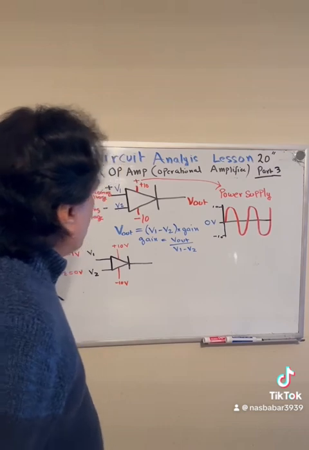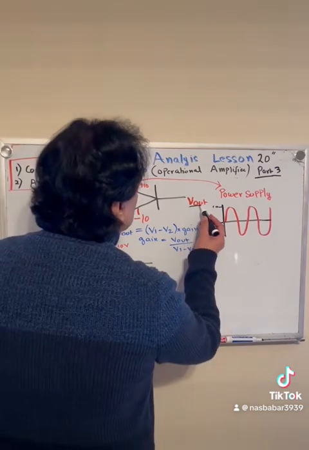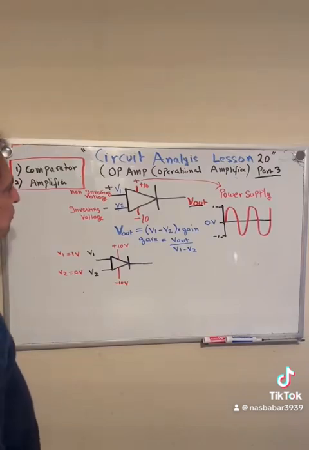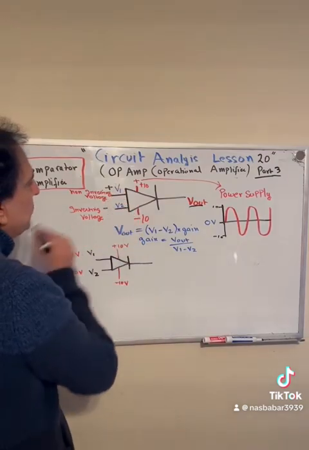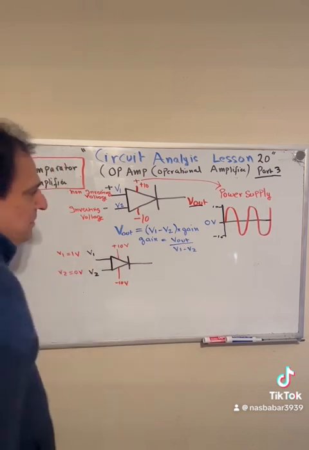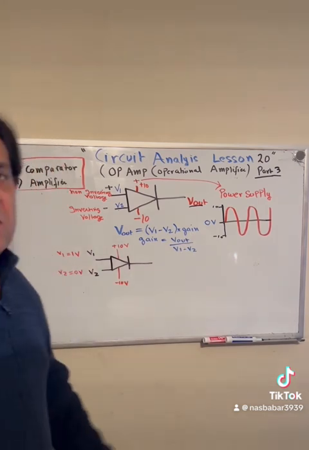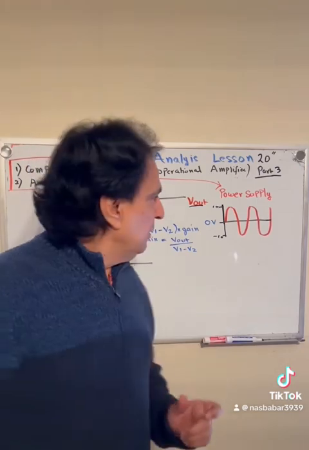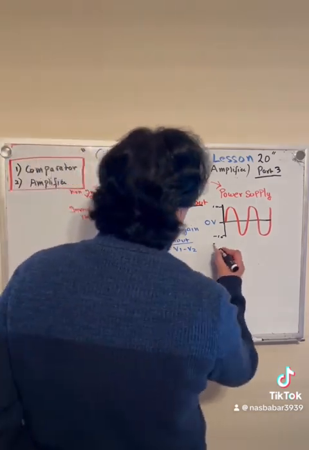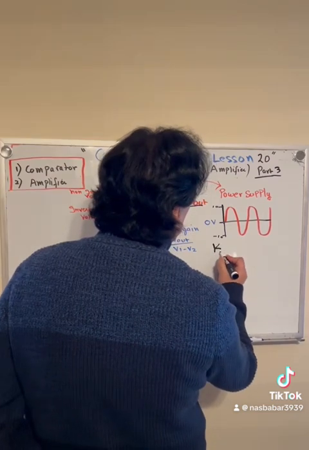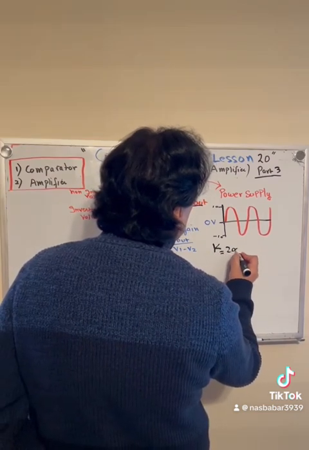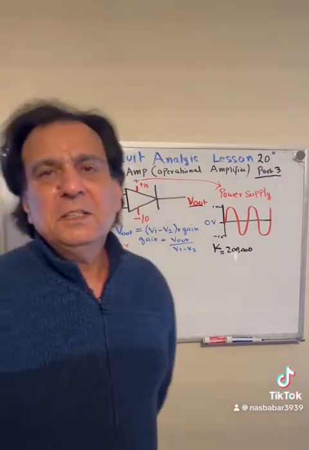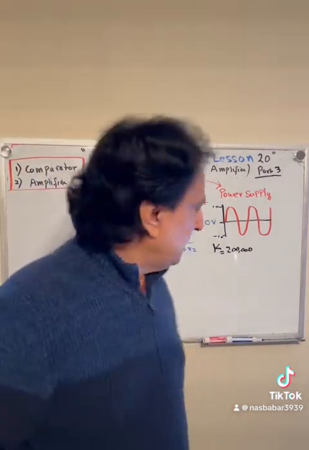Now, let's look at what is V sub out. V sub out is basically V1 minus V2 times the gain. Now, gain is a constant, which they say is K equal to 200,000. But in reality, honestly, it's infinity.